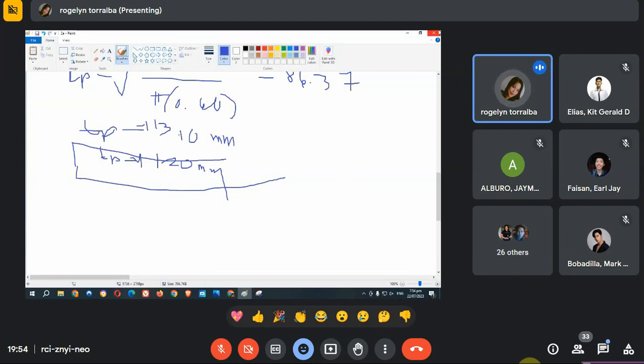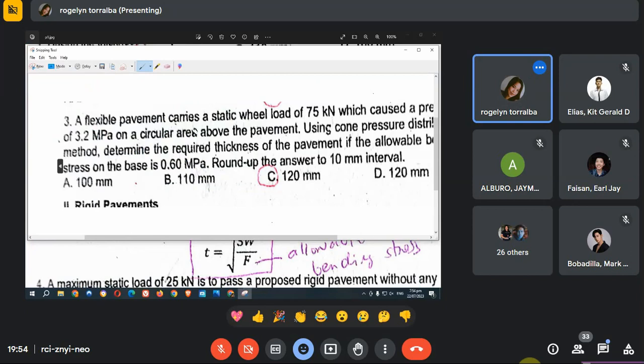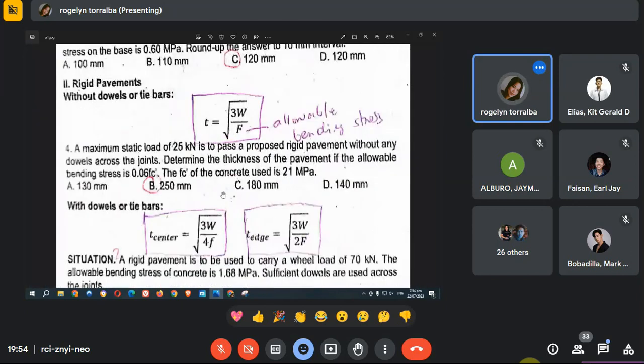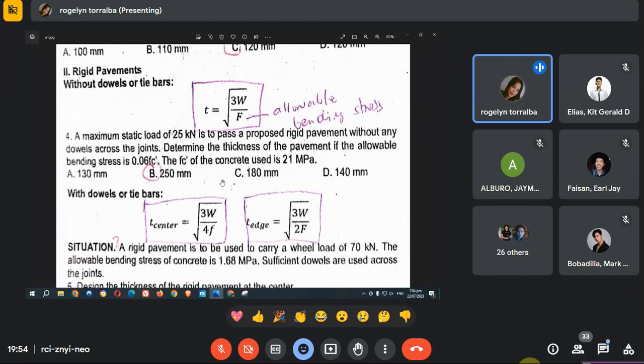Okay, so I will close it. Going back to our class, we're done with our flexible pavement. So let's proceed to our rigid pavement.